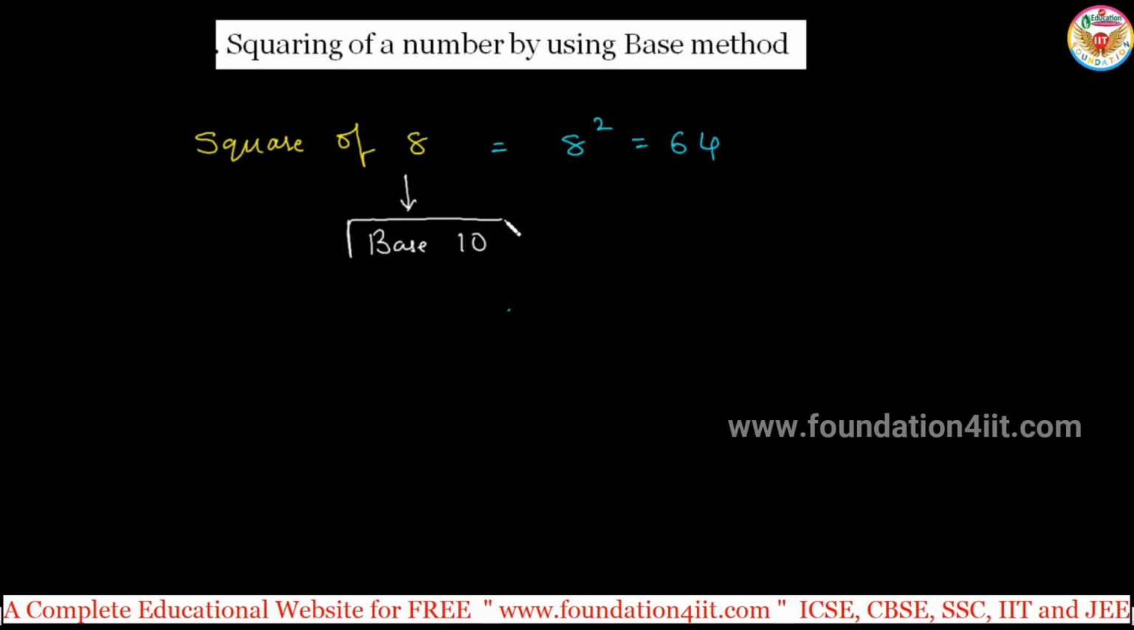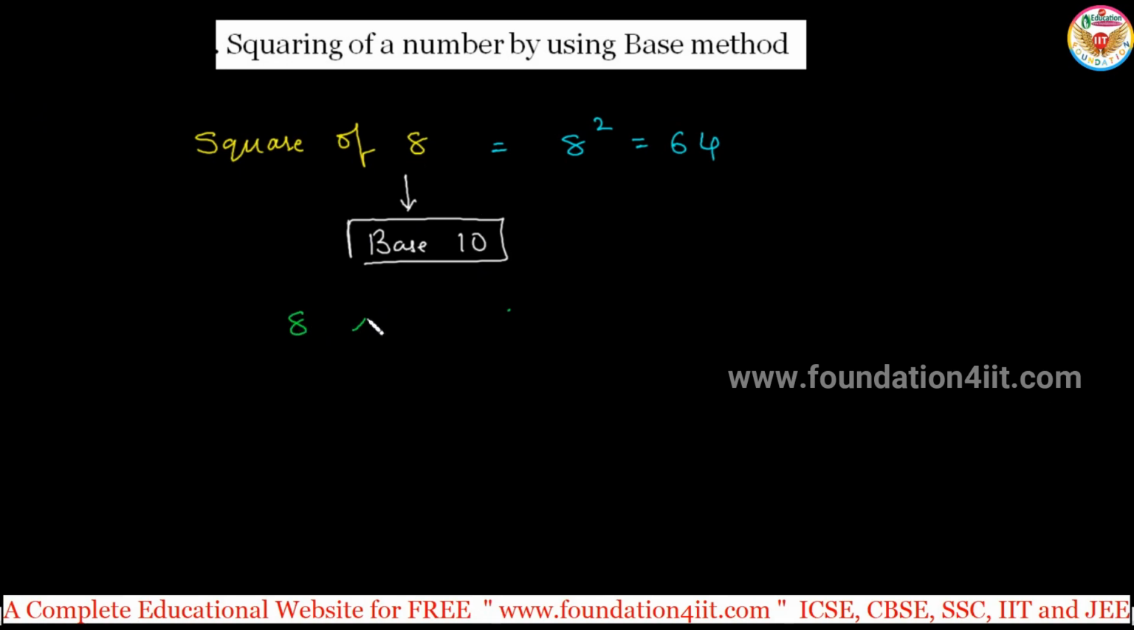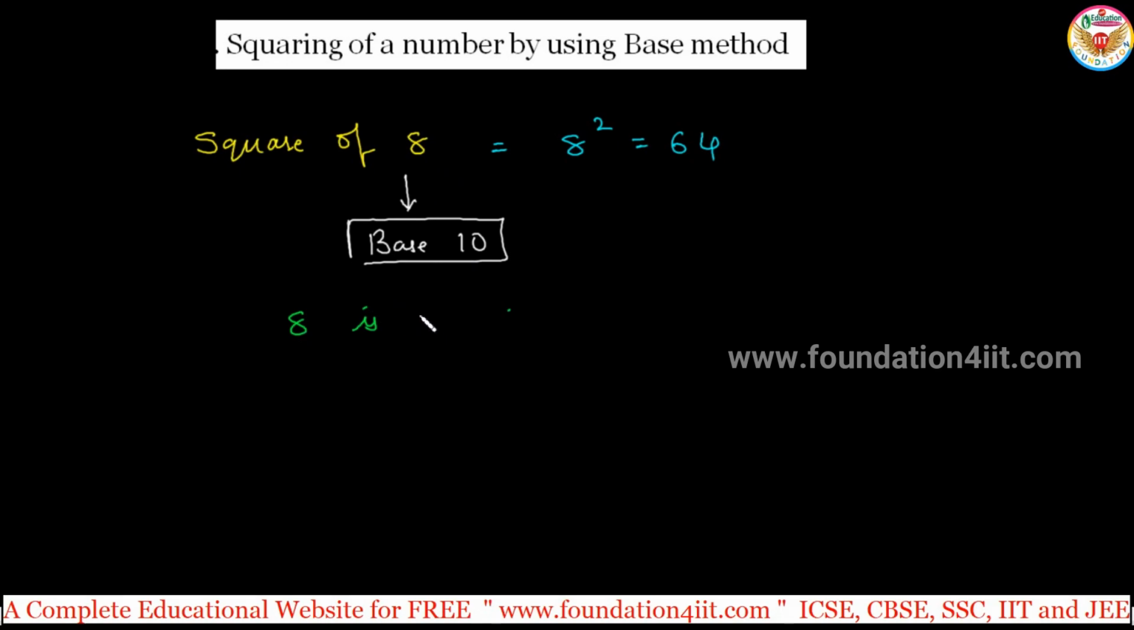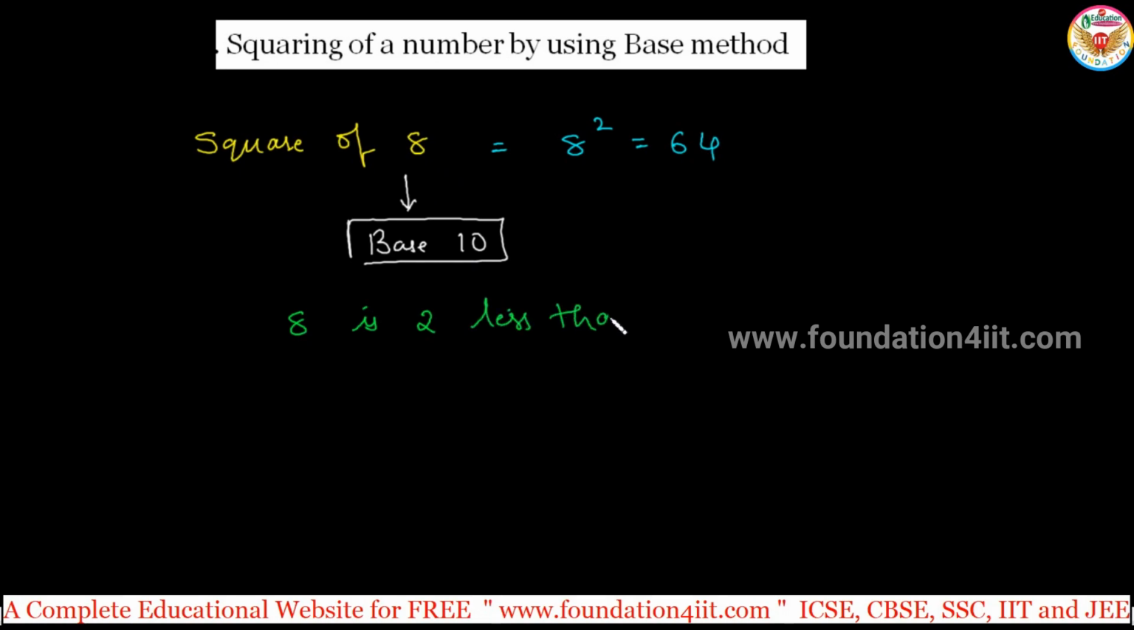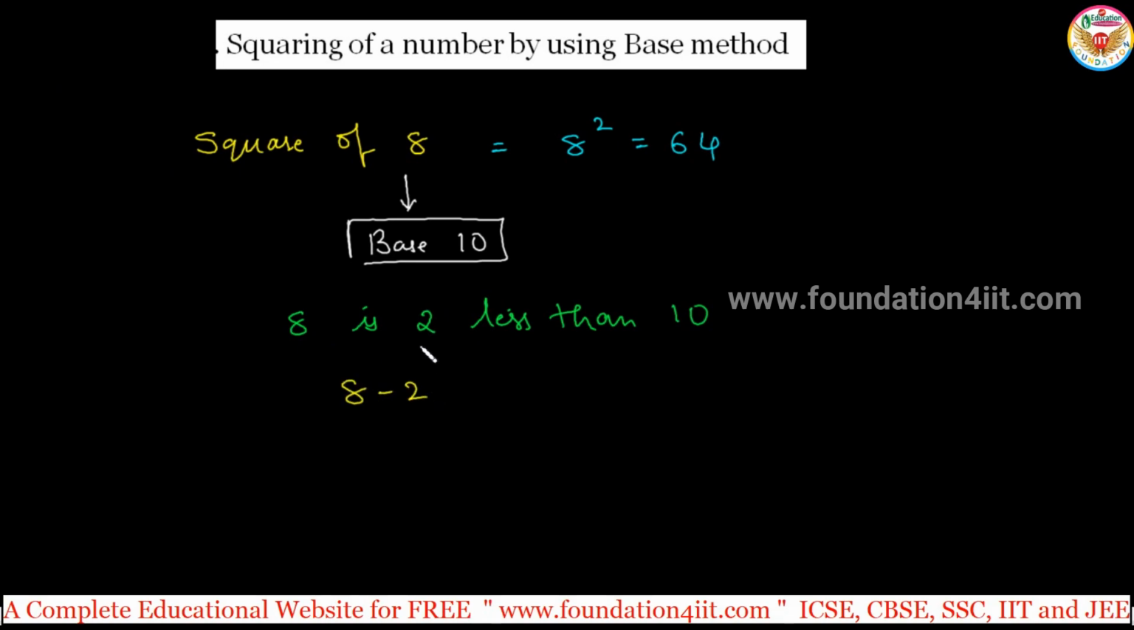So think base 10 for 8. Now when you compare this 8 and base 10, 8 is 2 less than 10. You can calculate all this in your mind. 8 is how much less? That should be in mind first. 8 is 2 less than 10, right? So because 8 is 2 less than 10, again one more 2 you can subtract from this 8. Again, how much it is less to the base, that much again you can subtract.